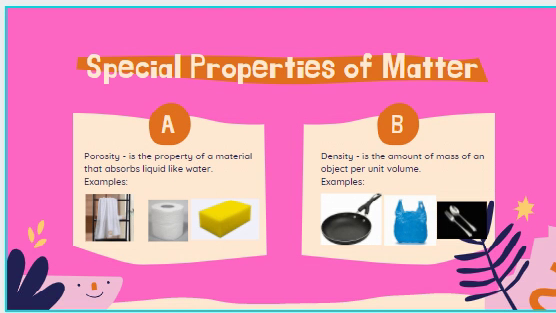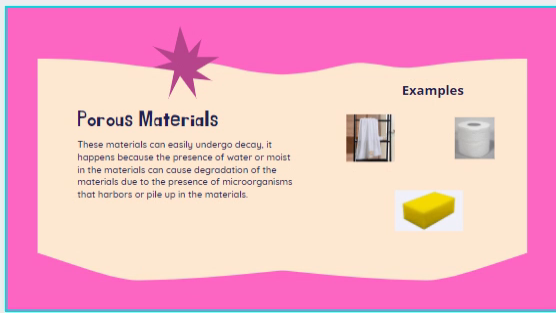Porosity is the property of a material to absorb liquid like water. Porous materials have plenty of spaces or holes called pores, where liquid can be quickly absorbed. In set A, you see that towels, tissues, and sponge are good materials that absorb water. They are used at home.